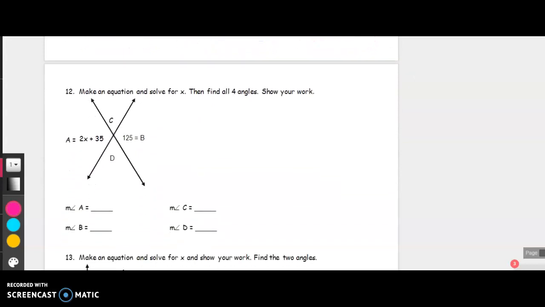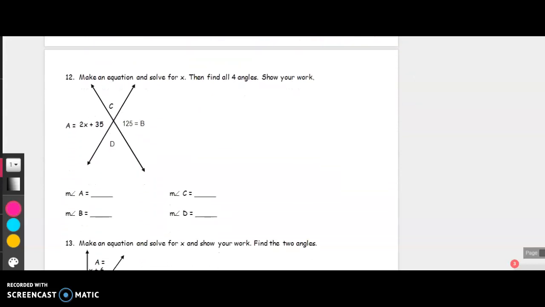Okay, number 12. And if I am going too fast, just pause the video, guys, or go back and rewind. Make an equation and solve for x, then find all 4 angles. So these two are directly across from each other, and they're vertical. So since they're vertical, we know they are equal to each other. So we are going to put 2x plus 35 equal to 125. And we're going to solve the equation.